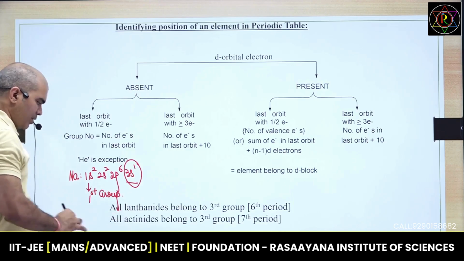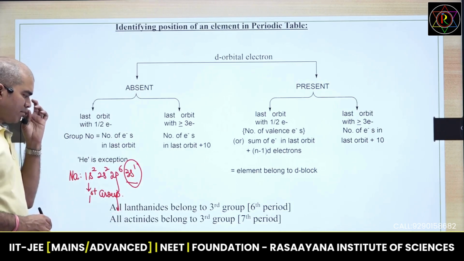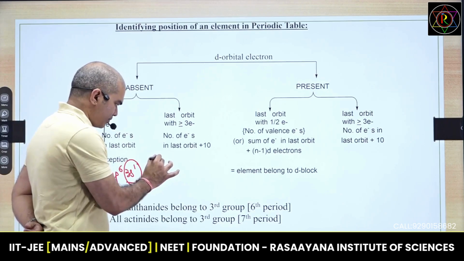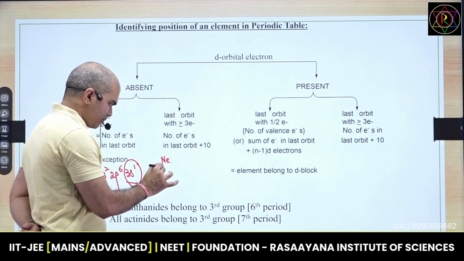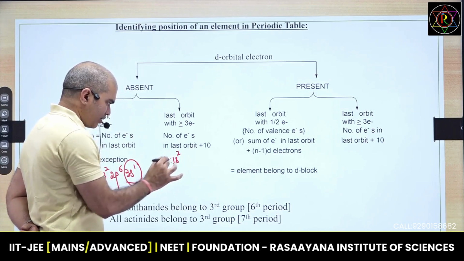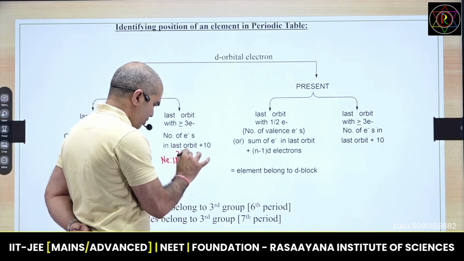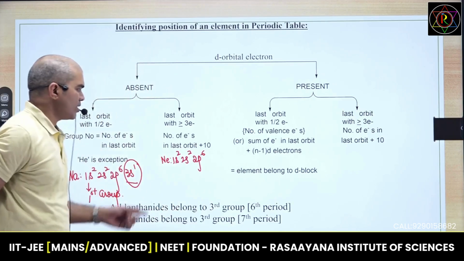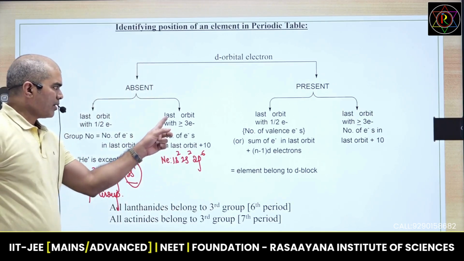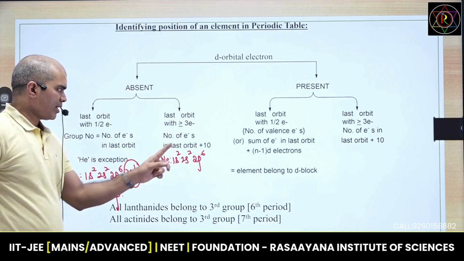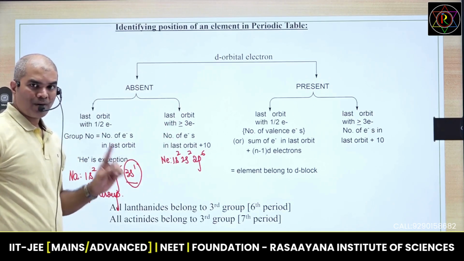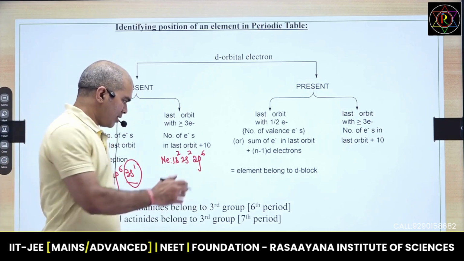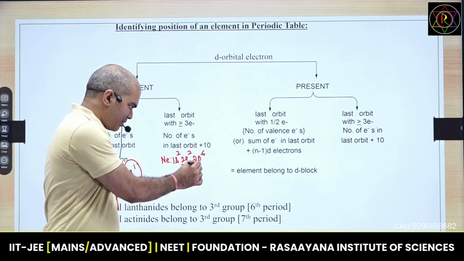Sodium belongs to first group. It is as simple as that. Suppose I take neon. Why am I taking neon? Electron configuration is 1s2, 2s2, 2p6. Last orbit should be greater than 3 electrons. Last orbit, not the last orbital. Orbit means the second shell.